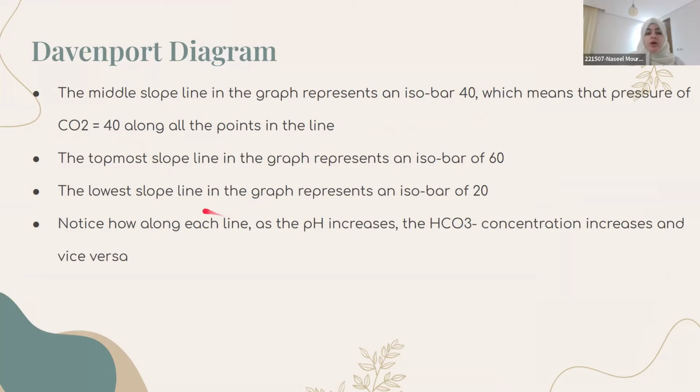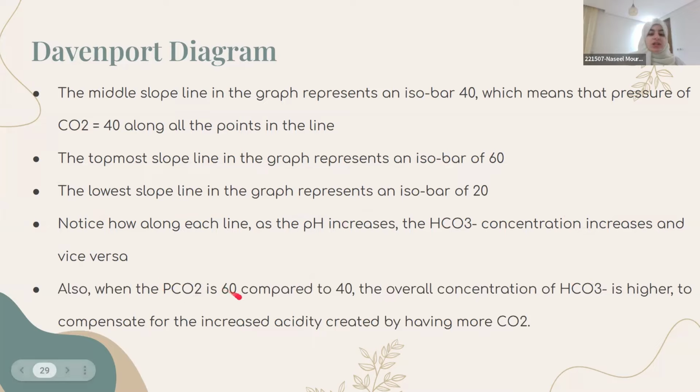And notice how, with each line, as the pH increases, the bicarbonate concentration increases as well, because bicarbonate is a base, so if it increases, the pH would also go up, and vice versa. Now, when PCO2 is 60 compared to 40, so we have a higher PCO2, the overall concentration of bicarbonate is higher, okay? And this is to compensate for the increased acidity that you're getting.